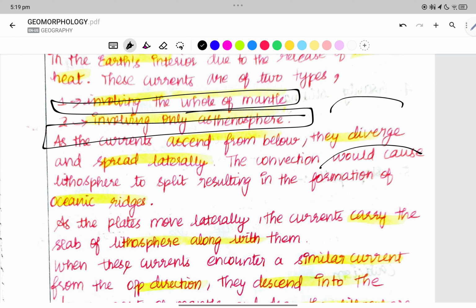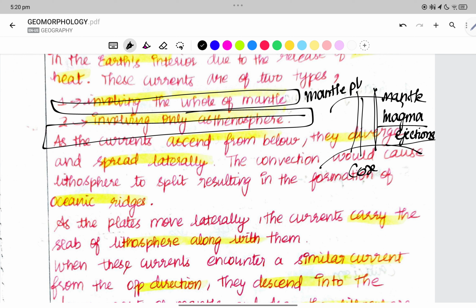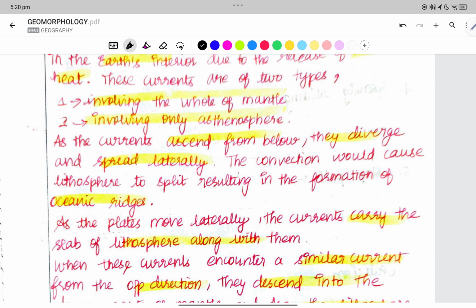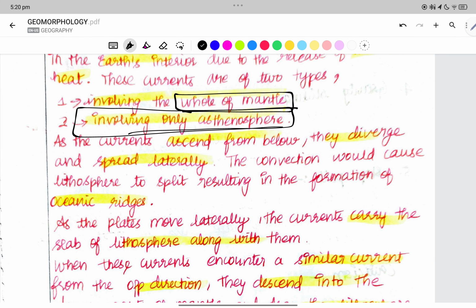In the first type, the mantle is involved. Between the core and the mantle, we have straight unidirectional magma ejections, which happen in the mantle. That is why we call it a mantle plume. The first involves the whole of the mantle, and the second one is the asthenosphere.